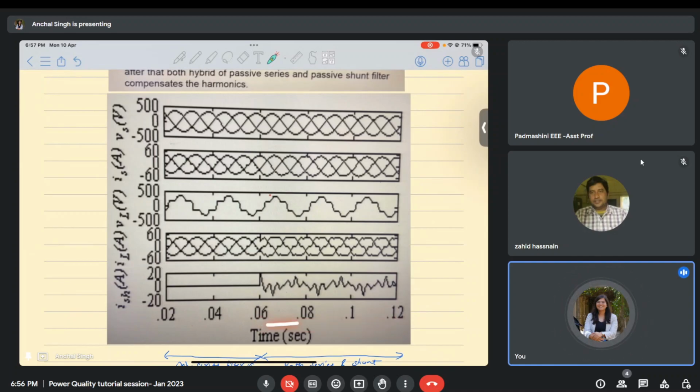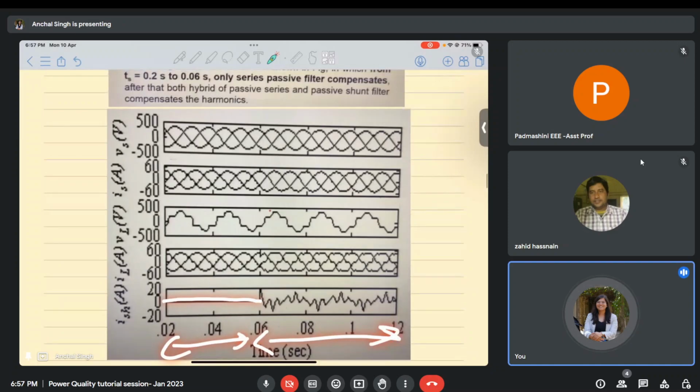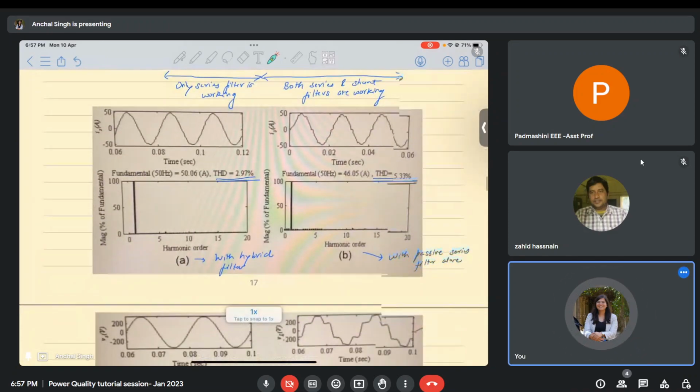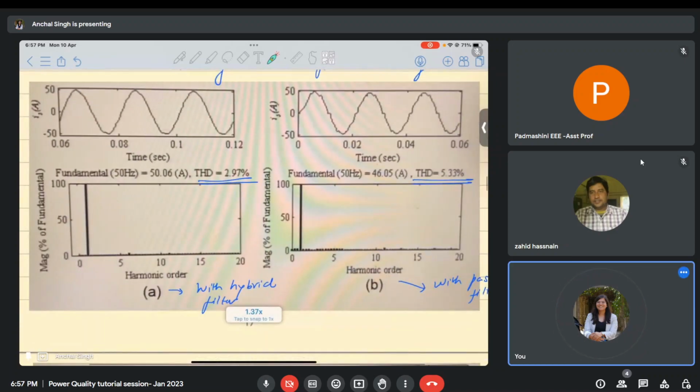If you look at this particular duration, you will see that the supply currents are much more sinusoidal in nature, and the shunt filter also started operating. Initially, the shunt filter was not operating because the current is zero, and then it started operating. Since these waveforms are of very high magnitude and the resolution is very low, if you look at the THD graphs of this, you will be able to understand better. So this is the THD of the supply current. This is the supply current.